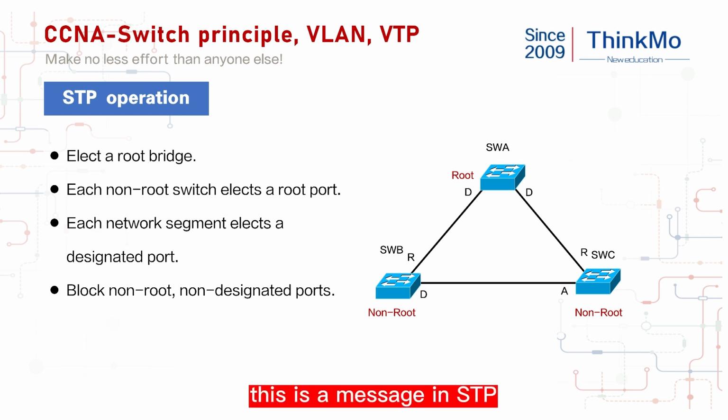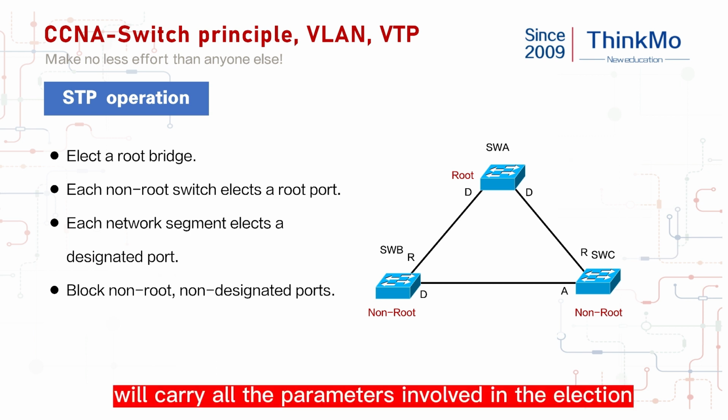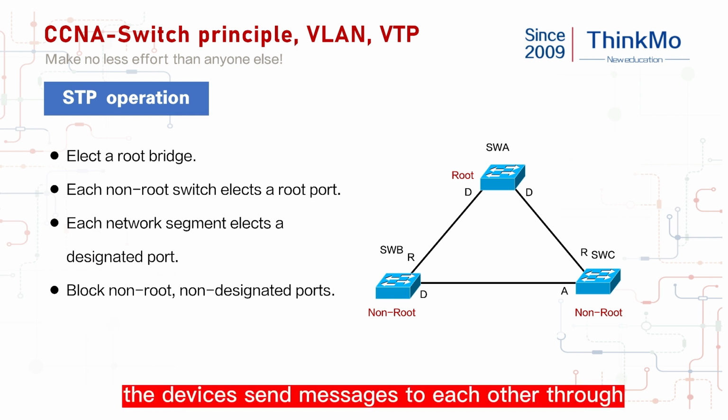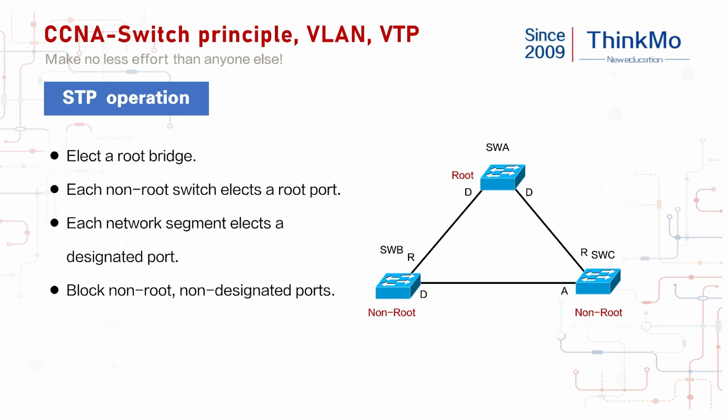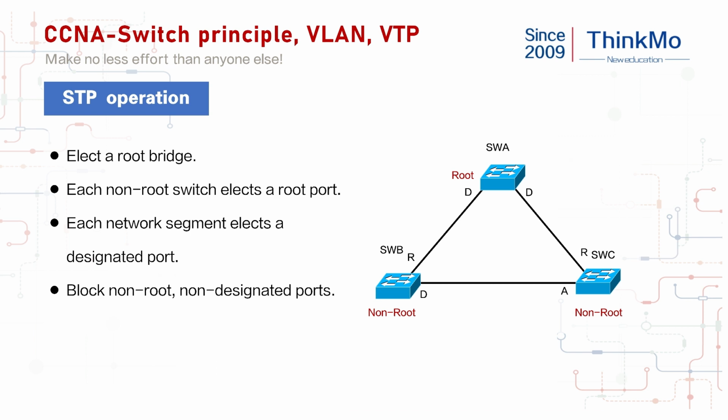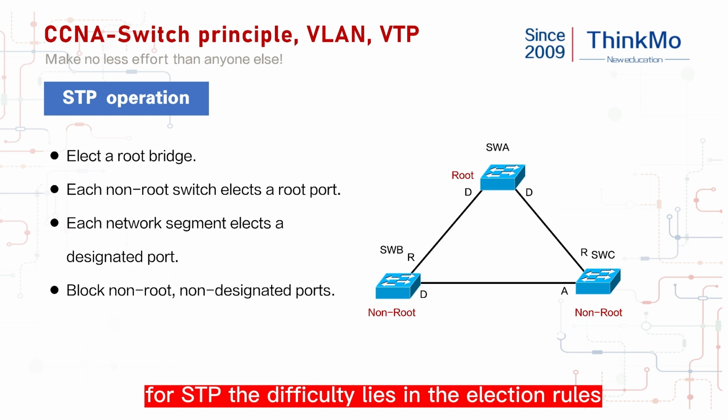This is a message in STP. In this message, we carry all the parameters involved in the election that are comparable. The devices send messages to each other and then elect various roles. In the STP stage, it is actually the election of roles. For STP, the difficulty lies in the election rules.